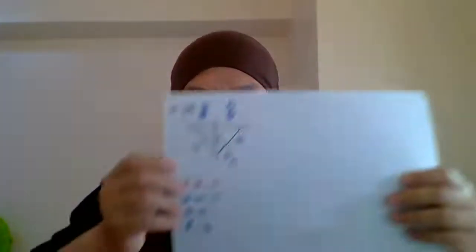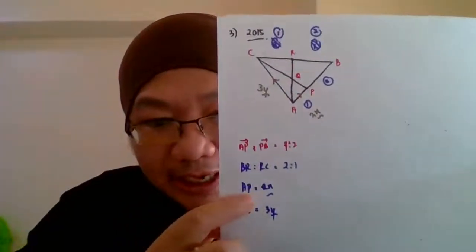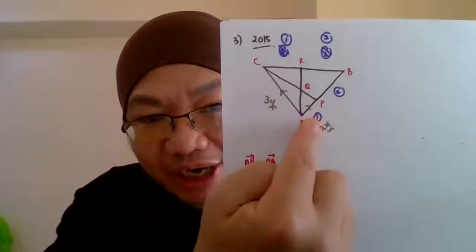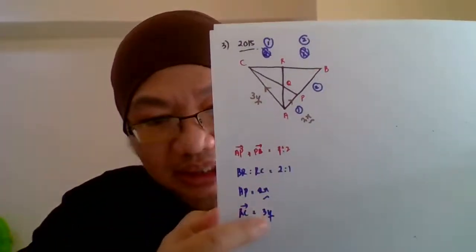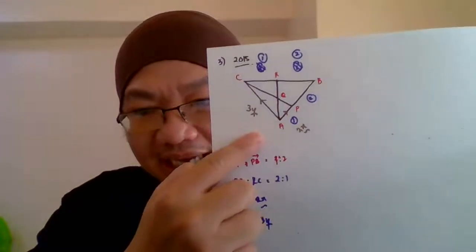AP equals 2x. Update it on your diagram. And AC is 3y. I update every piece of information given here. You see, AP is from A to P only, not A to B. AP only is 2x and AC equals 3y. Okay, guys. So that is the information of the question.